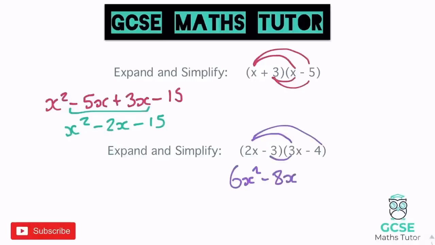-3 times 3x is, well 3 times 3 is 9, so -9x. And then -3 times -4 will give us positive 12. 3 times 4 is 12, and it's a negative times a negative.